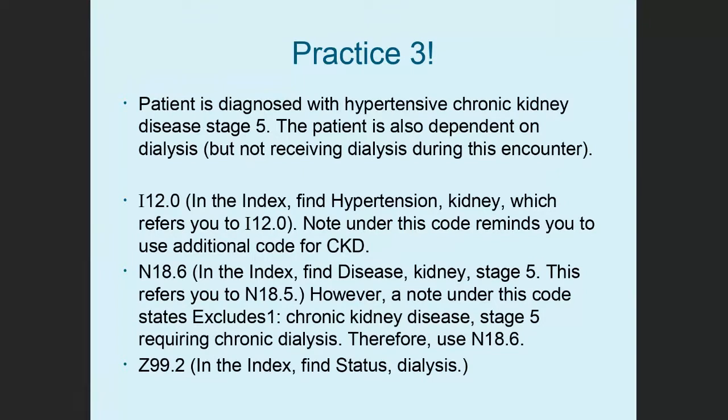In the index, if you find disease, kidney, stage 5, this refers you to N18.5. But a note under this code refers you to N18.6 if this is end-stage renal disease, which this is because the patient is using dialysis. You're also going to use a code Z99.2 for dialysis. So here's another example of additional codes. So it's so important to read those notes and to think about telling the whole story.